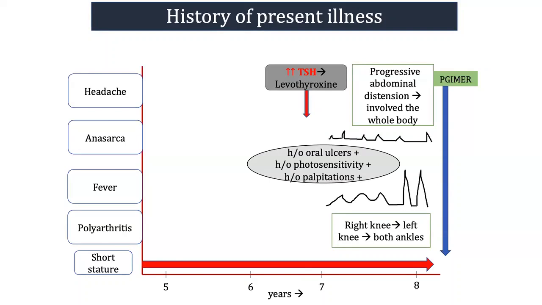And in the meantime, in the last 9 months, she developed pain over the right knee, followed by left knee and both ankles. And this was associated with fever, which was undocumented, and initially was relieving with medication. And this fever was associated with history of oral ulcers, photosensitivity, and palpitations. During this period, the child also developed anasarca, progressively abdominal distension, and it progressed to involve the whole body.